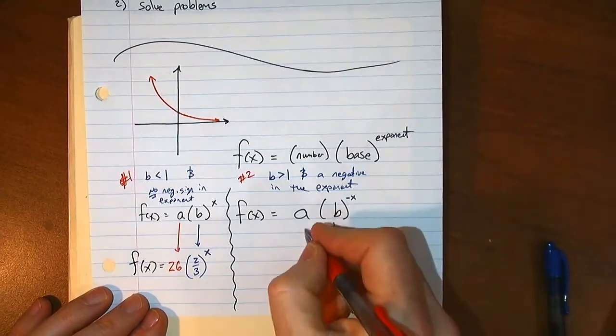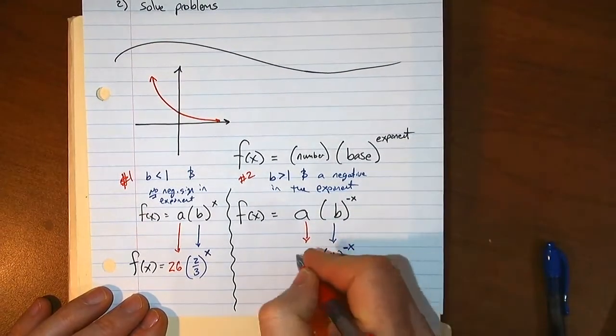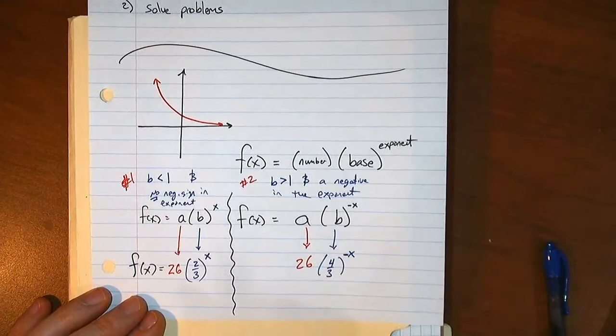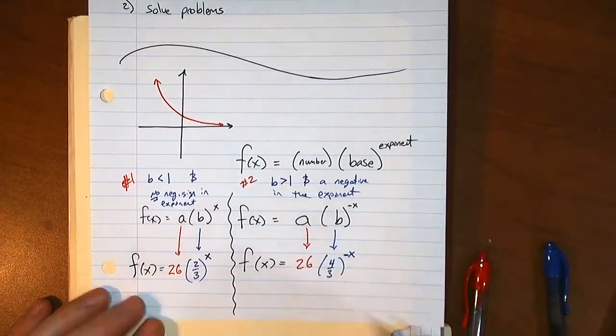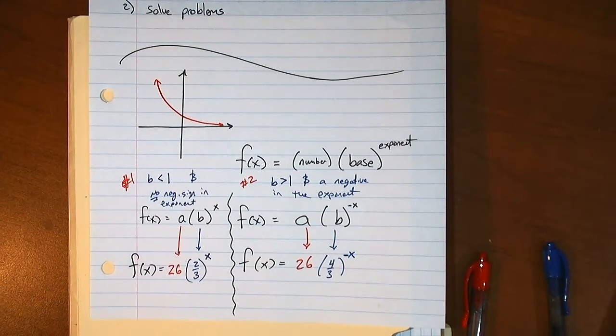Again, A can be any number. It doesn't matter. Positive, negative, bigger than 1, smaller than 1. That doesn't matter. And then that is still a decay equation. Okay, that would still be a decay equation.